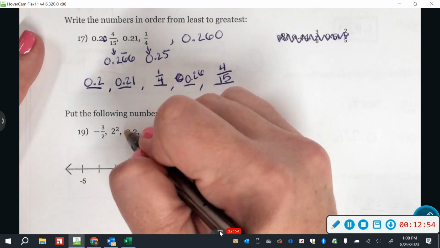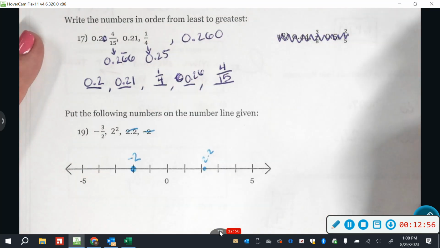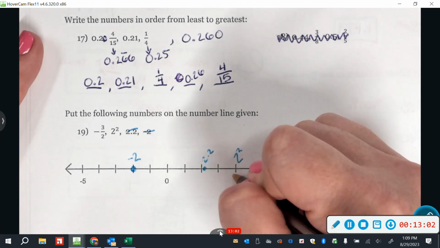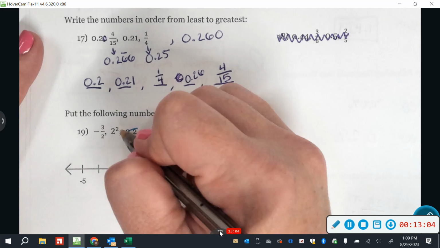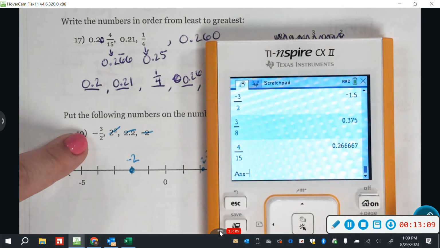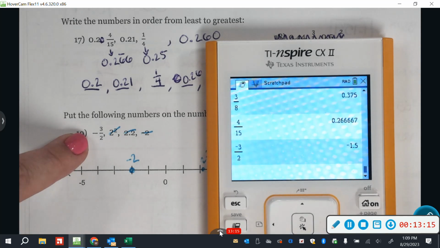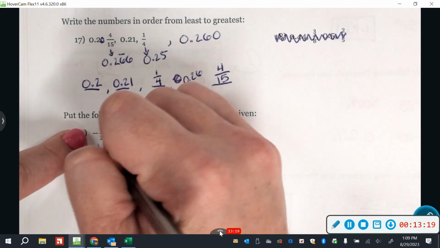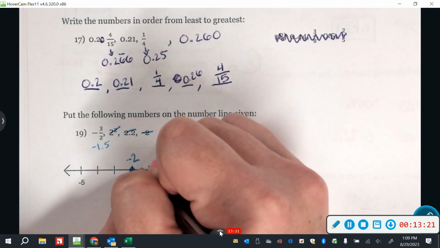Now what is 2 squared? 4. So 1, 2, 3, 4. Here is my 2 squared because this is 4. Now I could do -3 divided by 2. And I get -1.5. So I can put that on there right here.